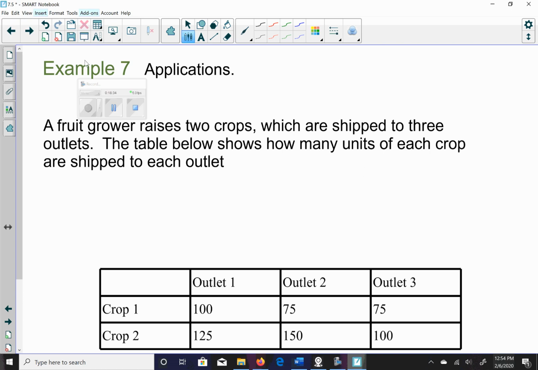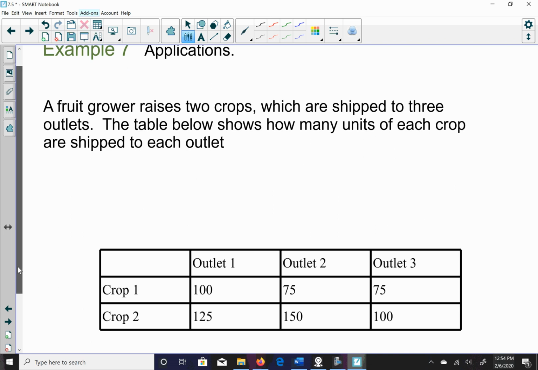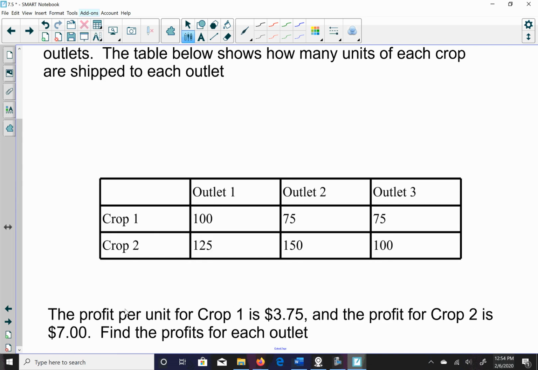All right, the next one is an application product problem. We have a fruit grower who raises 2 crops, which are shipped to 3 different outlets. Table 1 shows below how many units of each crop are shipped to each outlet. So the profit for crop 1 is $3.75, and the profit for crop 2 is $7. I want to find the profit for each outlet center.